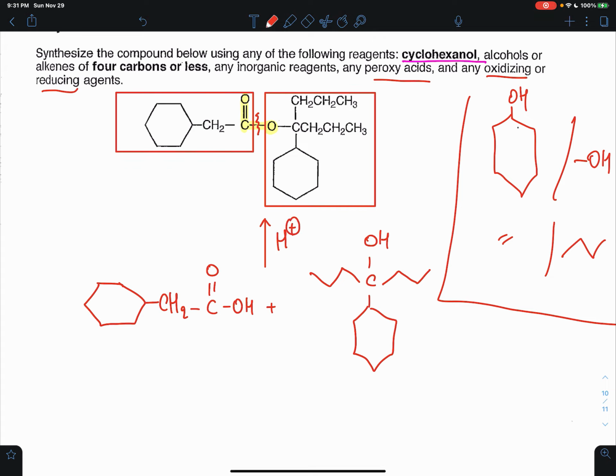And again, I don't want to go into details, but what happens is that one of them is going to get protonated, and then it's going to act as a good leaving group. Again, I'm not going to go into many details because you don't have to know this, but you should know the name of the reaction is going to be Fischer esterification.